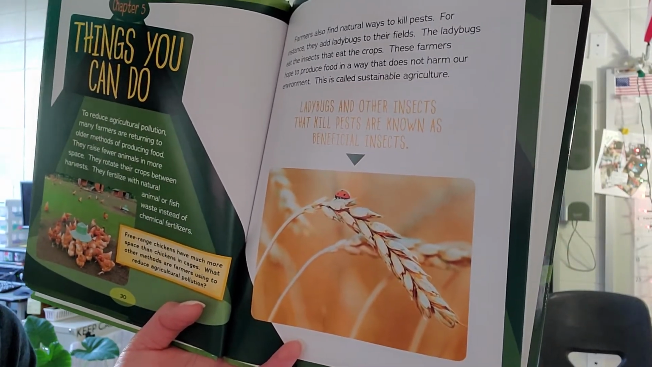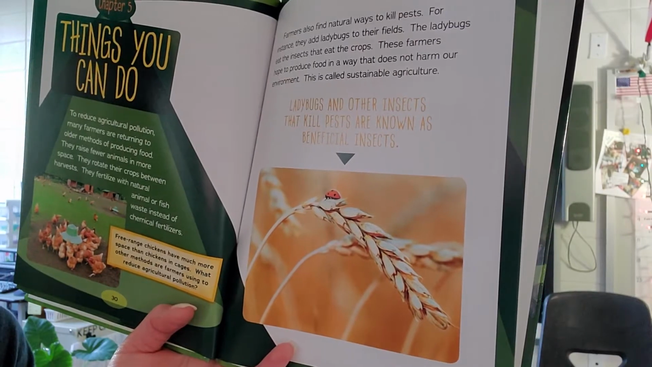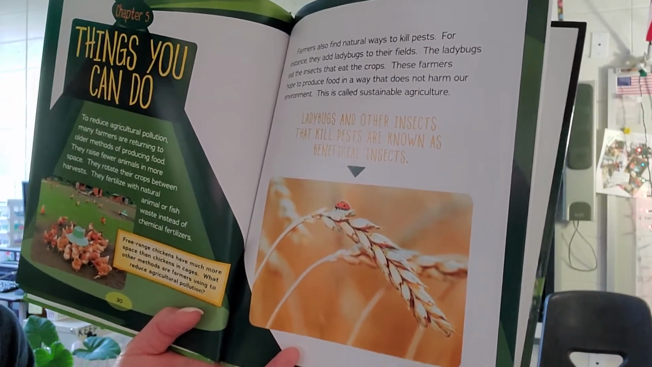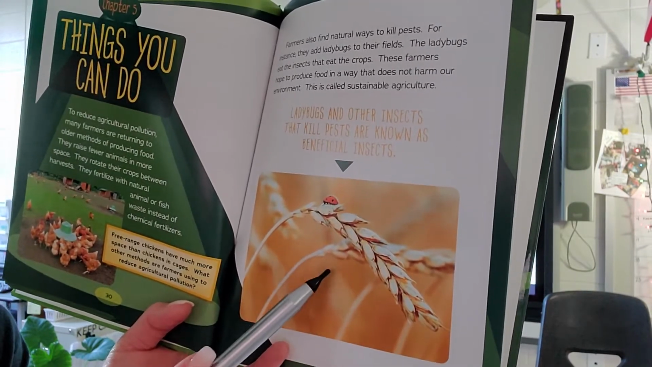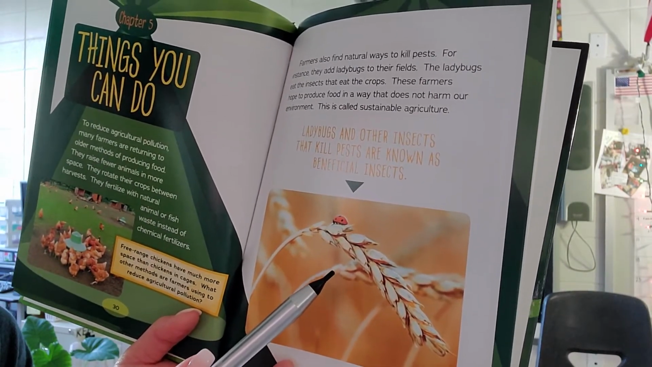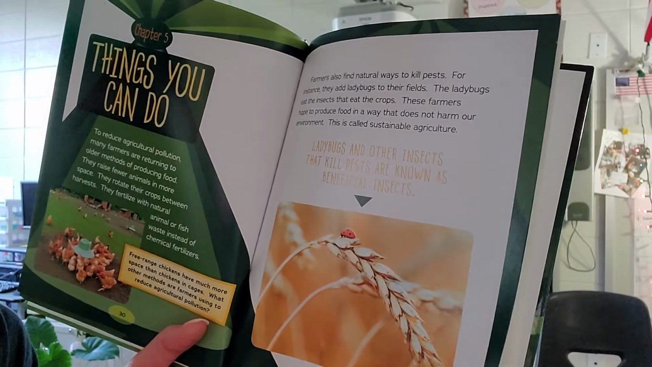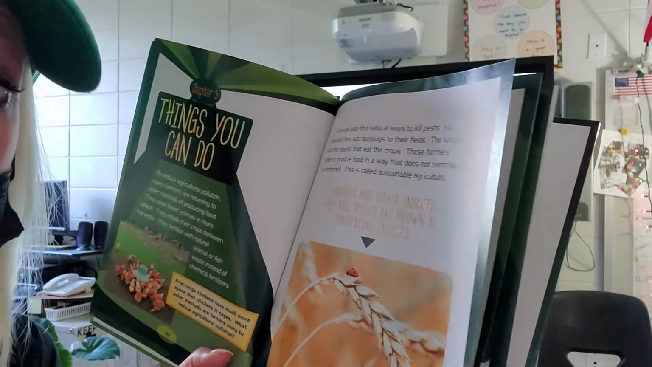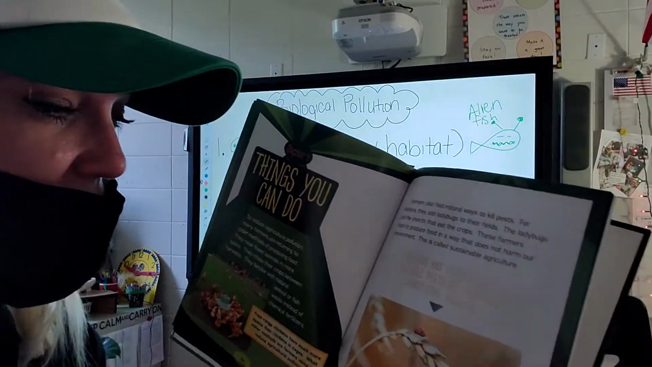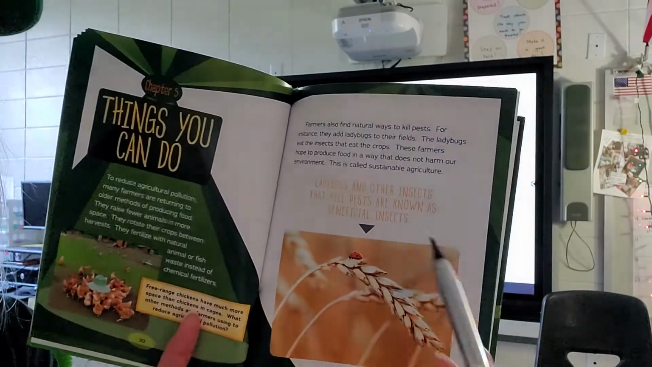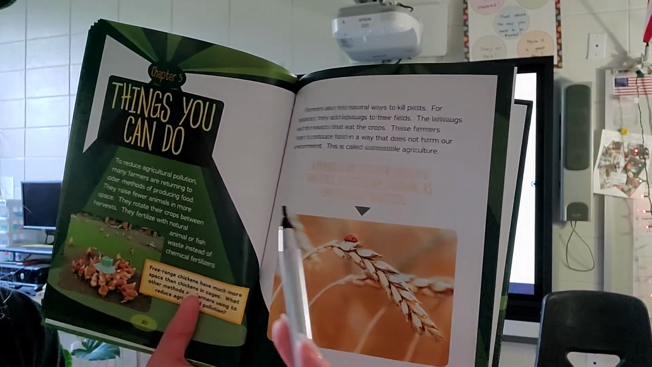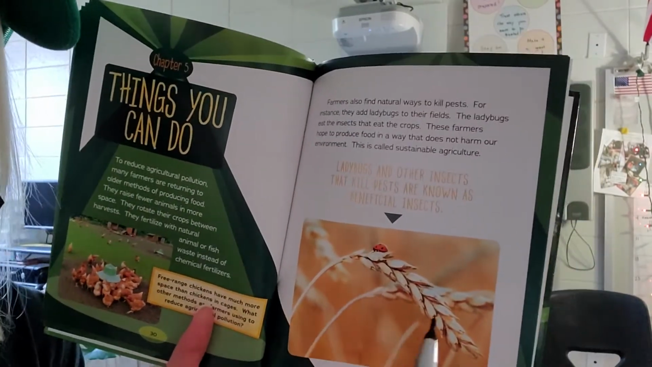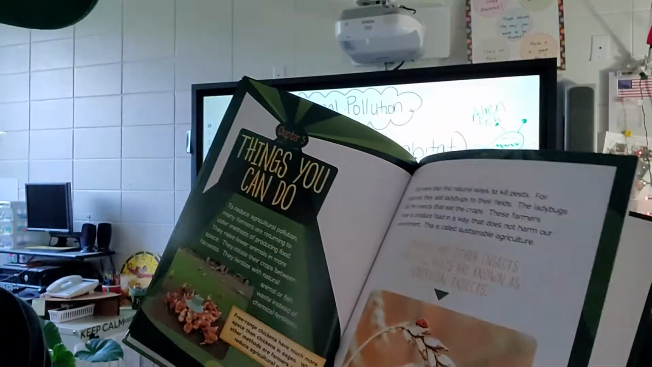These farmers hope to produce food in a way that does not harm our environment. This is called sustainable agriculture. Ladybugs and other insects that kill pests are known as beneficial insects. Beneficial is something good, like you benefit from it. So the ladybugs are eating these other bugs or pests. So those bugs are being eaten by the ladybugs so they don't ruin the crops.